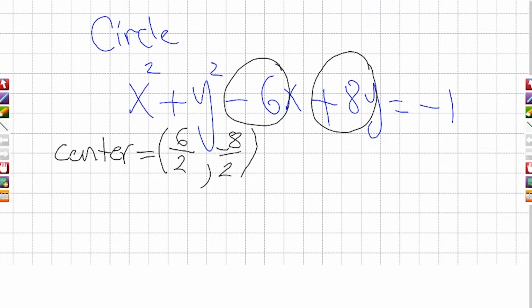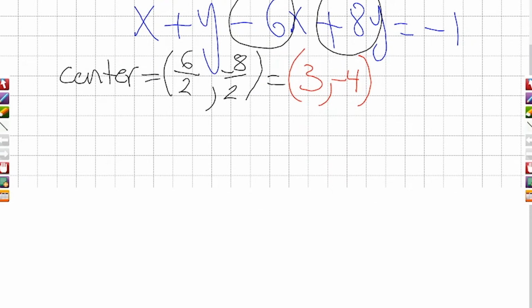Good job. Equals. Use a different color. 6 over 2 is 3, and negative 8 over 2 is negative 4. Okay, that's the center. If you ask for the center, we're done, right? Now the radius.